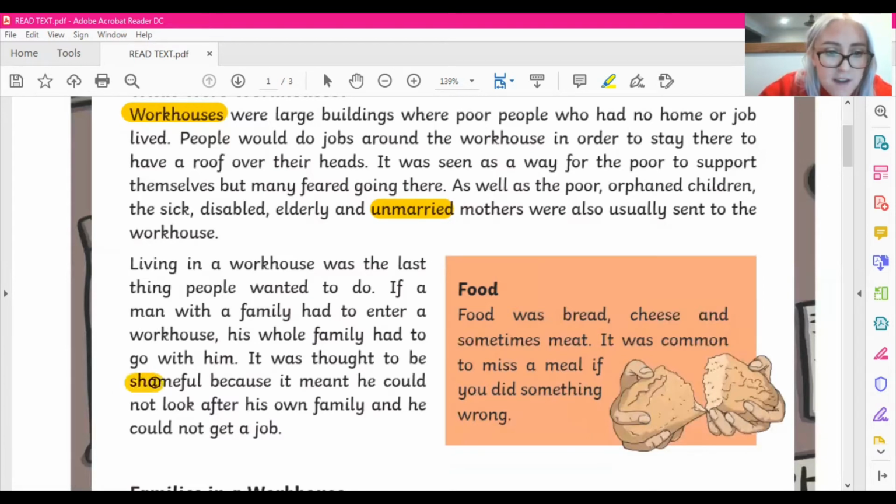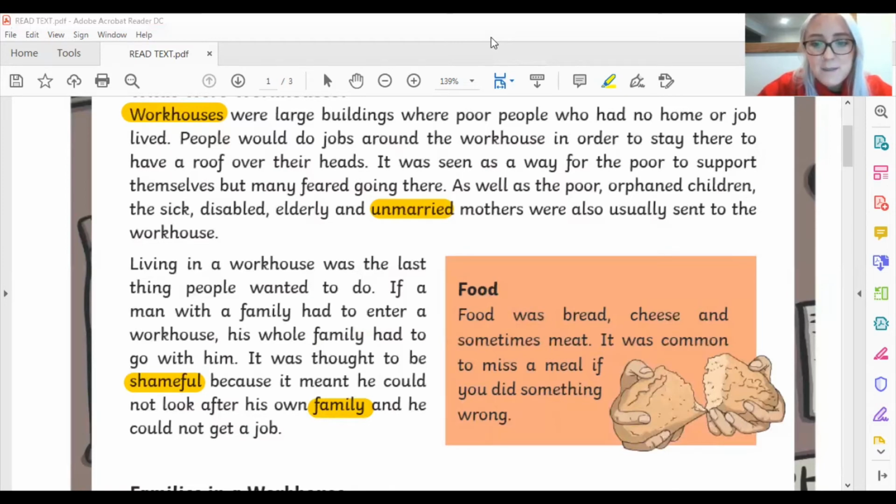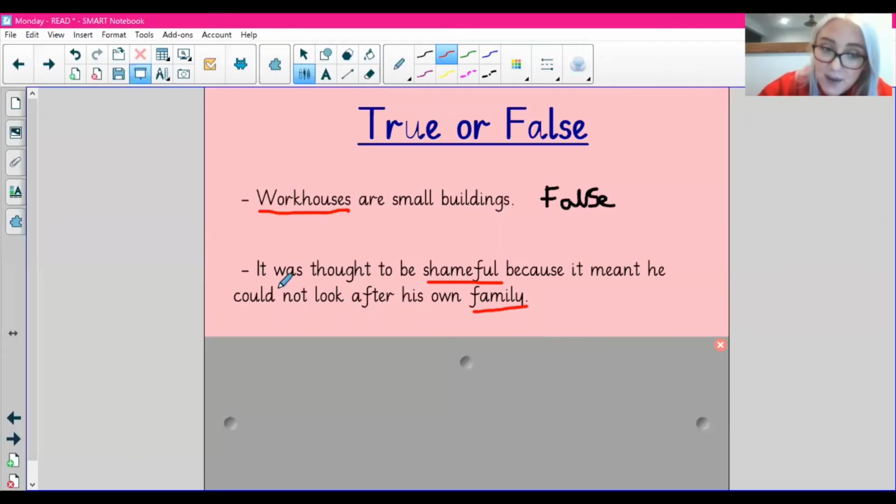Oh, I found the word shameful. And I've also found the word family. If we start reading here, it was thought to be shameful because it meant he could not look after his own family and he could not get a job. I recognize that from somewhere. So actually, this is exactly the same as our statement, right? It was thought of to be shameful because he couldn't look after his family, which would make this true.